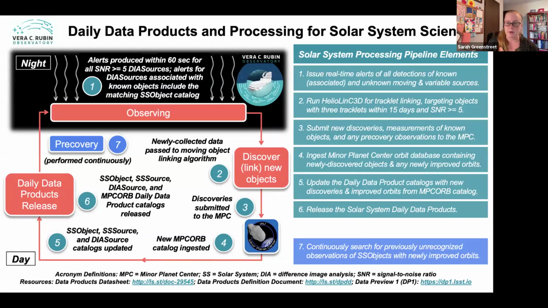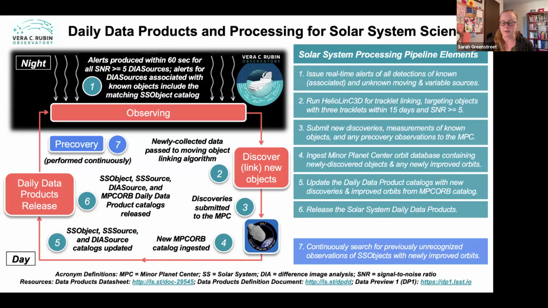That new daily MPC orb catalog is ingested back into the solar system processing pipeline, and then all of the relevant information is also updated in the SS object, SS source, and DIA source catalogs as well. So that we then have those 3 updated catalogs as well as the updated MPC orb catalog that are all released as new updated daily data products. So this whole process runs every 24 hours and will continue through the entire process for LSST.